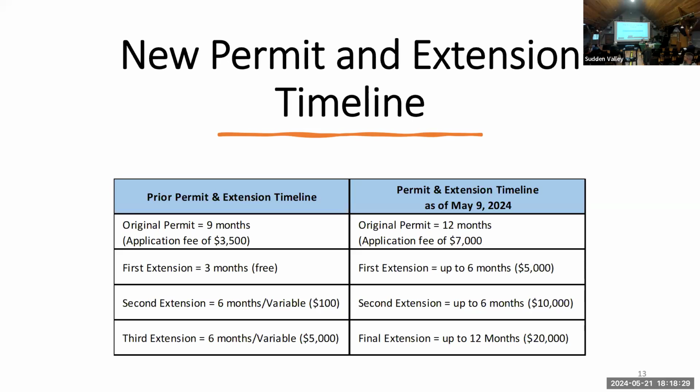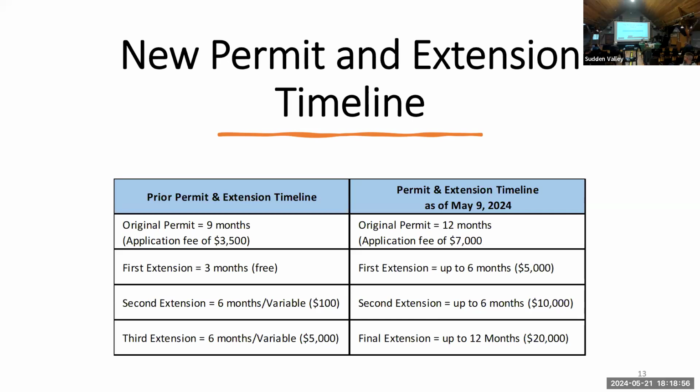Your original application will get you a 12-month permit, and that comes along with the application fee of $7,000. So you get 12 months under the original permit. The first extension is up to 6 months based on what you're requesting. Perhaps you're almost done and you only need a couple of months. You can ask the committee for that. It's still $5,000, but it's up to 6 months.